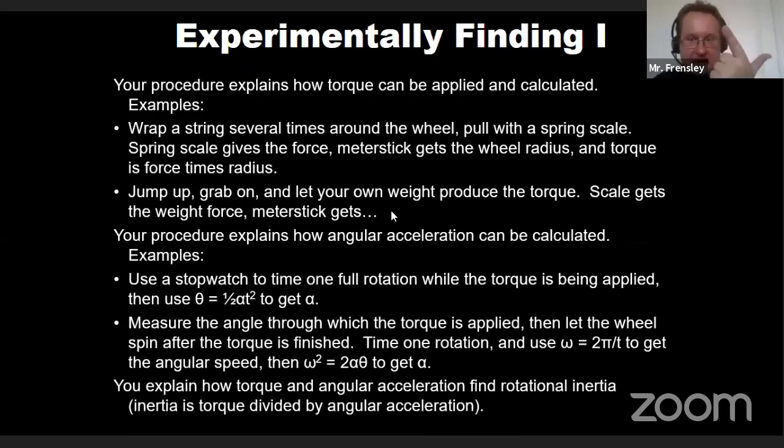But you had to talk about making a torque happen and measuring it. How would you make measurements of time, theta, or both to get alpha, and then torque equals I alpha, and that would get you your rotational inertia. So that's the 3 prongs of your procedure. Okay, I had one more.